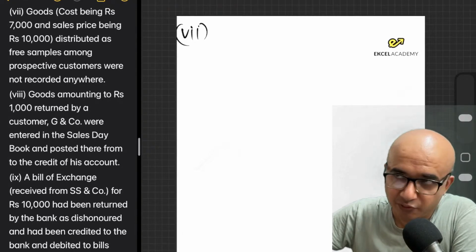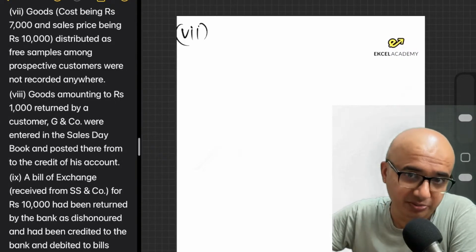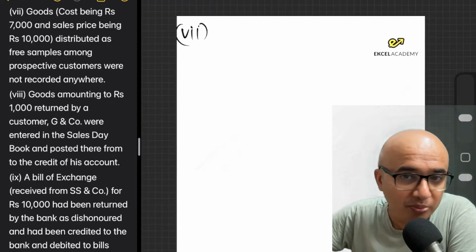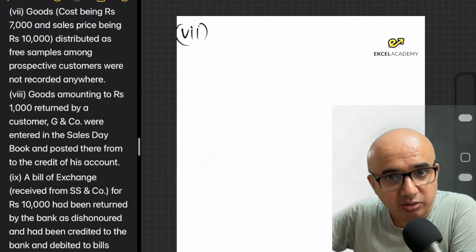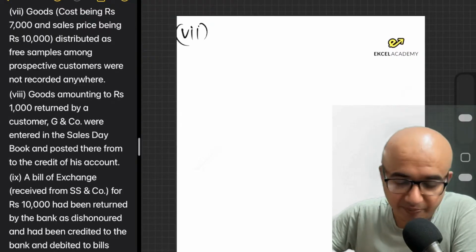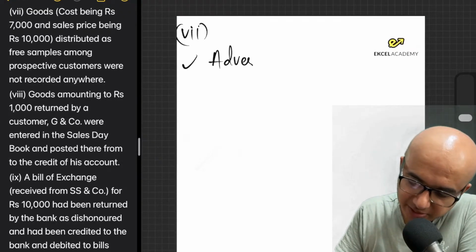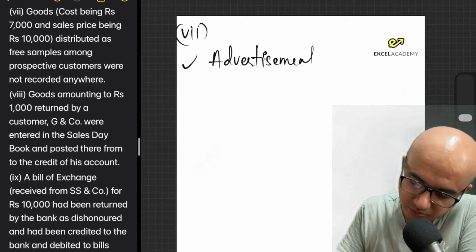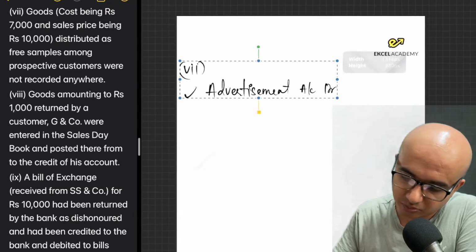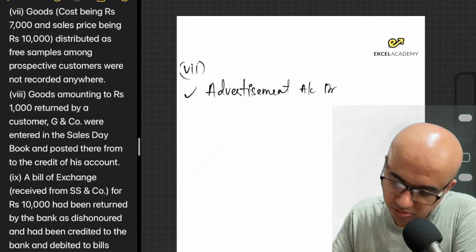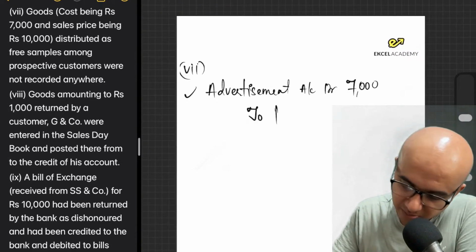Because if you give away free samples to prospective customers, it is nothing but advertisement, no? So you are doing that for a reason. You're hoping that whomever you are giving those free samples to will ultimately turn out to be your customers. So that is nothing but promotions or advertisement. So the correct entry which they should have recorded in this case would have been advertisement account debit. How much is the amount? 7,000. To, this is the tricky part, purchase account.